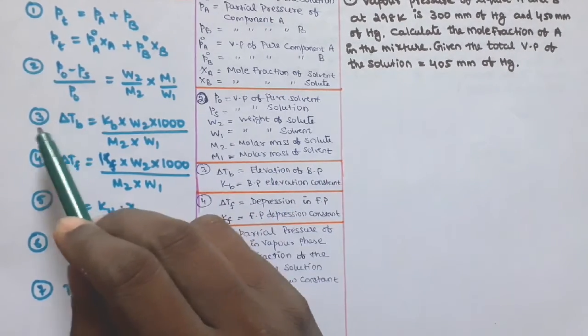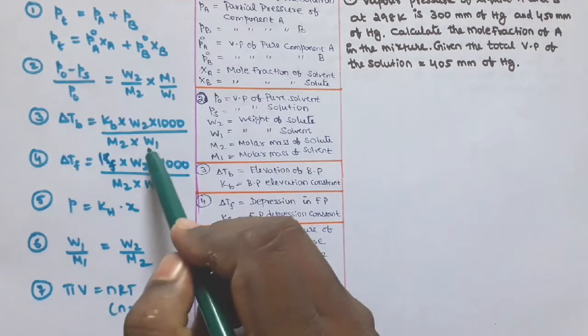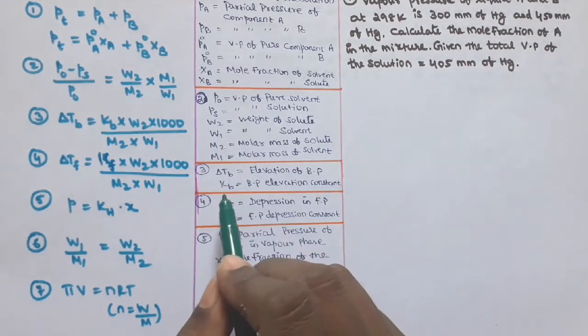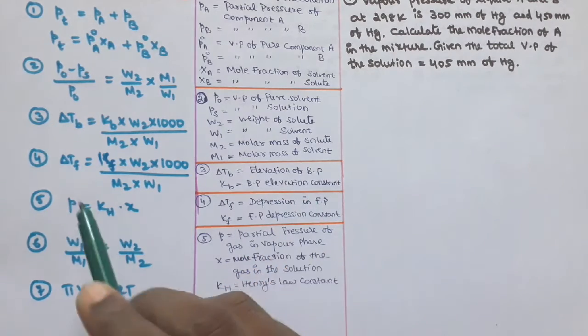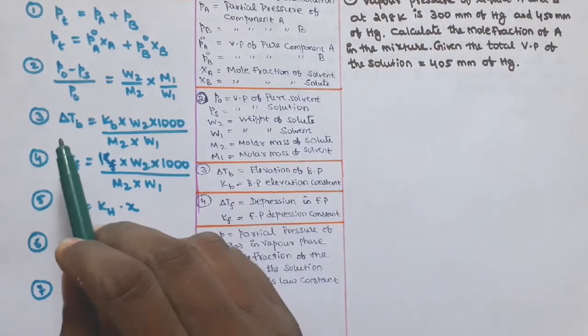Third formula: ΔTb, the elevation of boiling point, is equal to Kb × W2 × 1000 / (M2 × W1). ΔTb is called the elevation of boiling point, and Kb is called the boiling point elevation constant. ΔTb is nothing but Tb − Tb°.